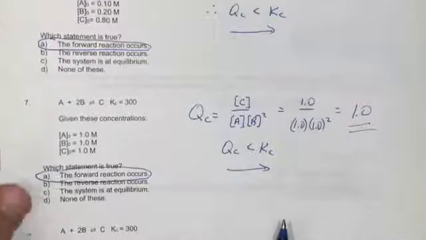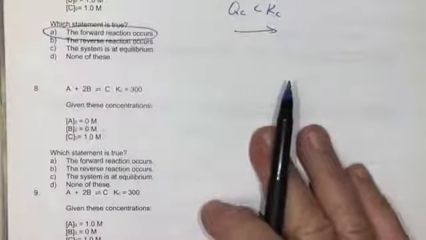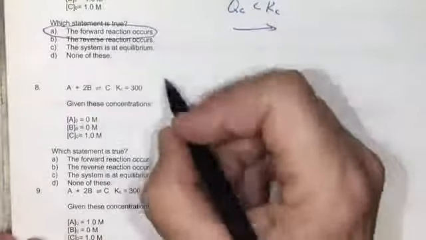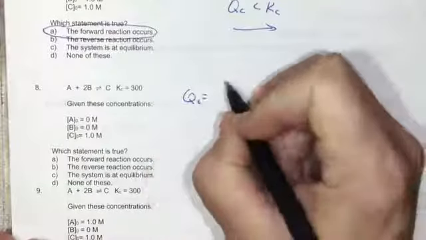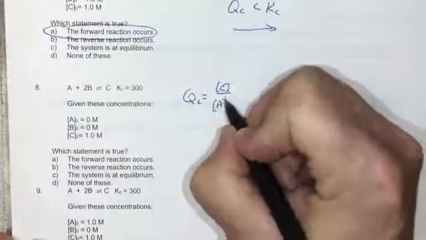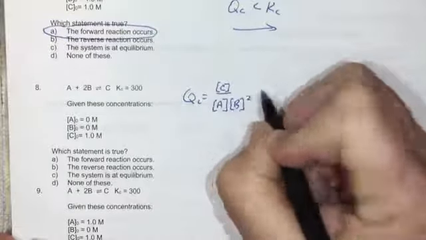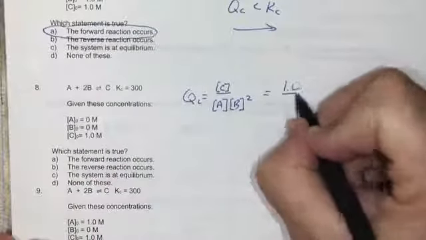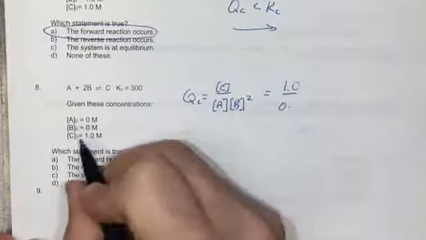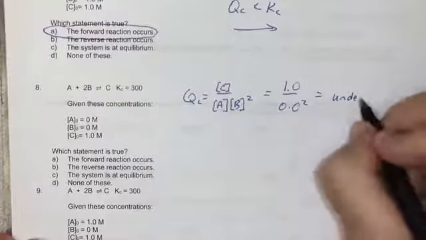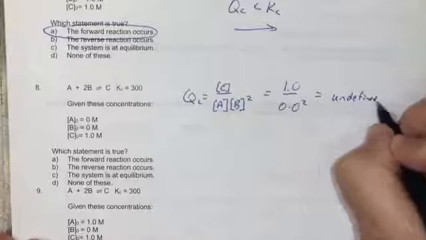We look at the next question, and in this case, we've got 0 of A and 0 of B. So when I calculate Q here, Qc is equal to the concentration of C, products over reactants, divided by the concentration of A and the concentration of B squared. So let's plug the values in. C is 1 in the numerator, A is 0, and B is 0, so 0 squared. Now that number is undefined. You cannot divide by 0. This is an undefined number.